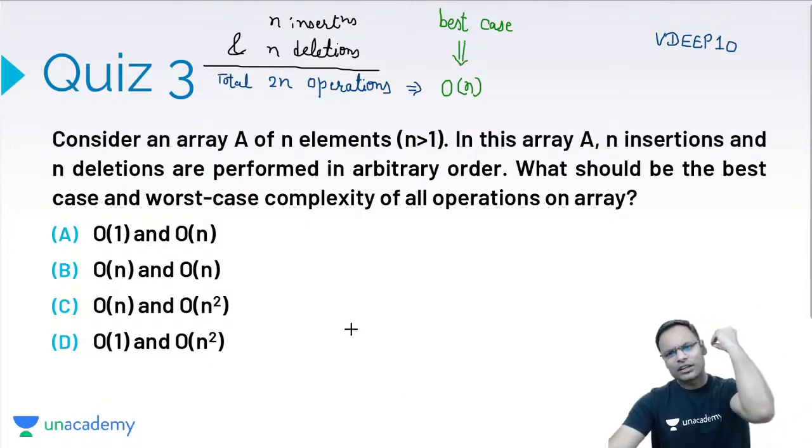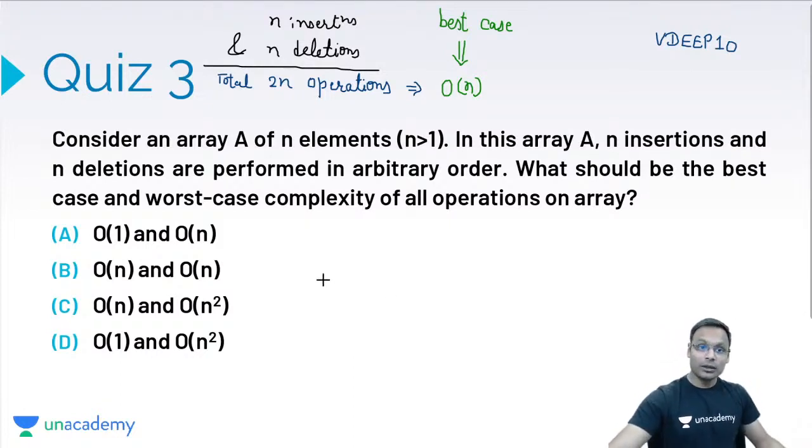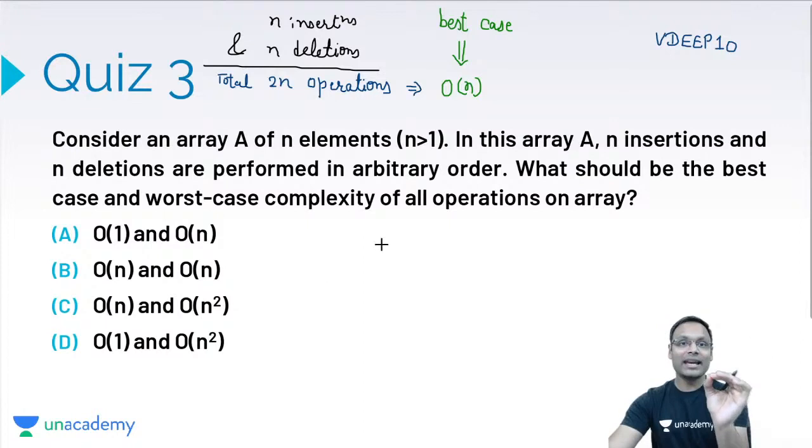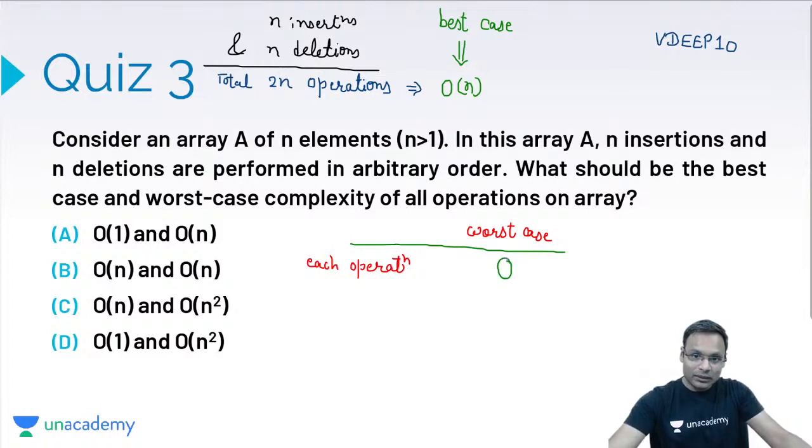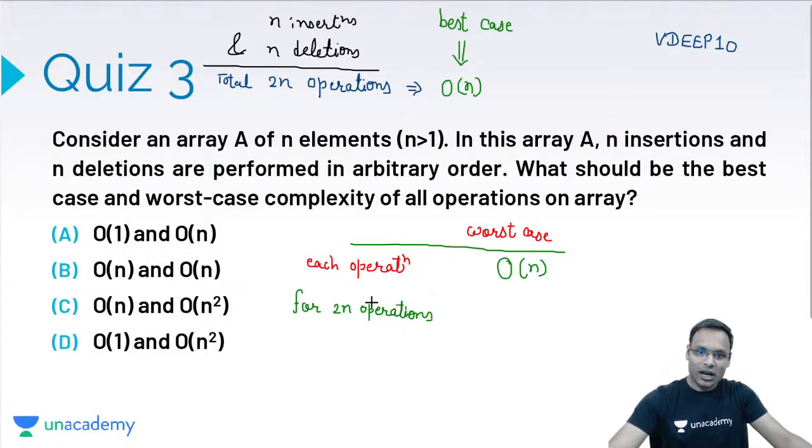Worst case, let's say I have to insert each and every element at the first index only. Means all operations will take n time. In the worst case, each operation will take big O of n. In that case, for 2n operations, how much complexity is needed? 2n into n, which is n square.